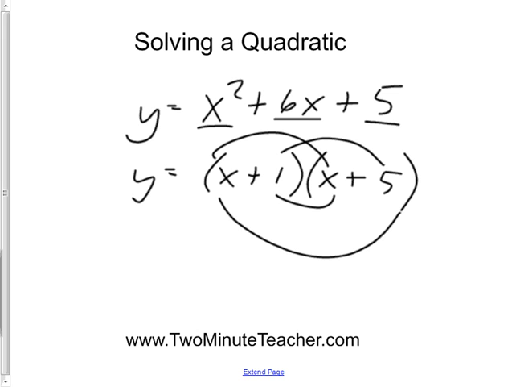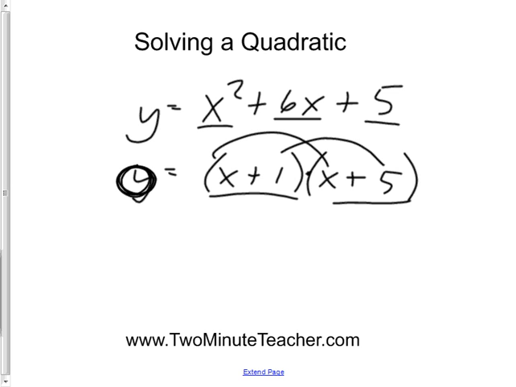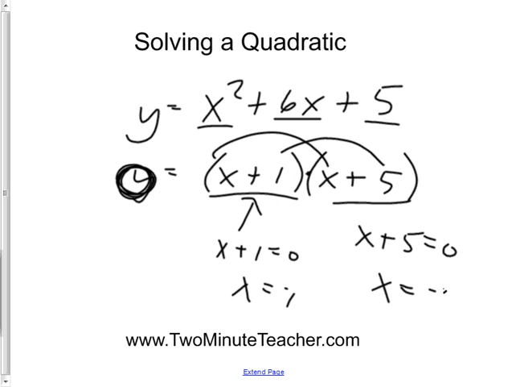So those two now can very easily give me my solutions, because the zero product property says that if I take two things whose product equals 0, and I set y equal to 0 so I can find the x-intercepts, then I can use the zero product property to solve this. That means either x plus 1 equals 0, or x plus 5 equals 0. And then I solve them both: x equals -1, and x equals -5.